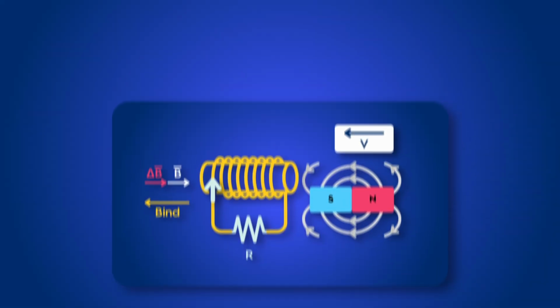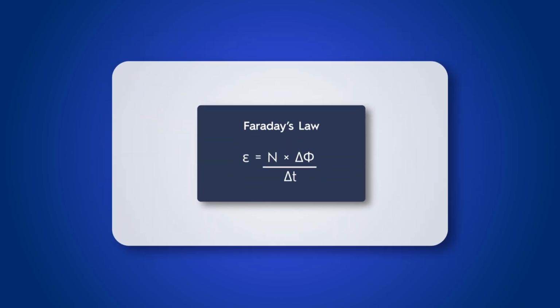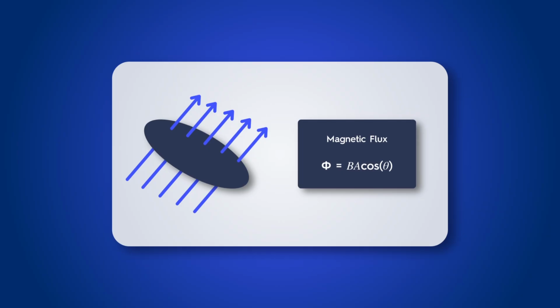So far, we have defined magnetic flux, stated Faraday's law for size, and used Lenz's law for direction. Keep those three in mind as we level up.